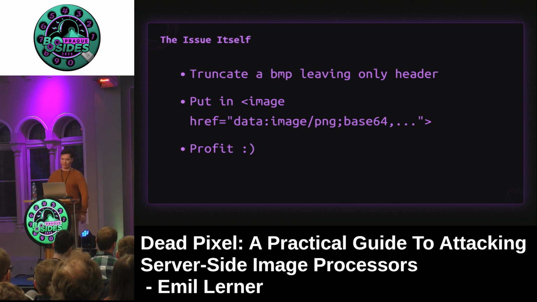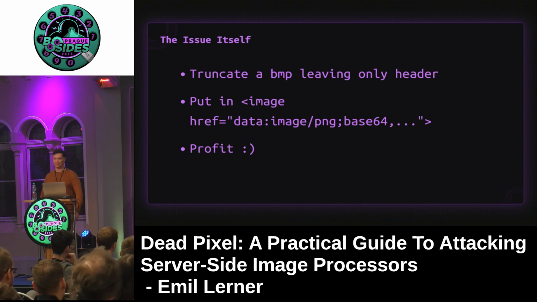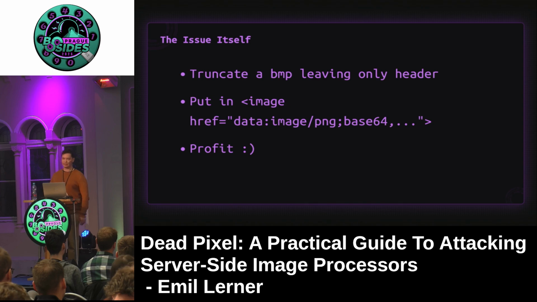Okay, the issue itself I found in librsvg is pretty simple, pretty trivial. So you include a BMP image, which is not that popular a format nowadays, but it's an image format. And you truncate the image, leaving only the header. You fake the content type, replacing it with PNG, and that's it. The buffer will be allocated and then used for generating the preview. However, it would never be filled, never overwritten. So if some data is stored there, the attacker would be able to see this via the preview.